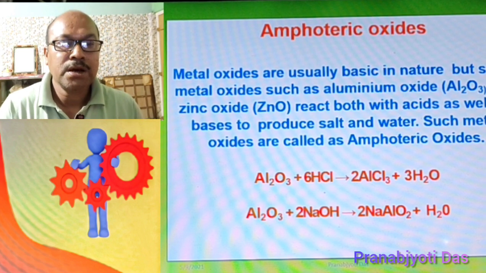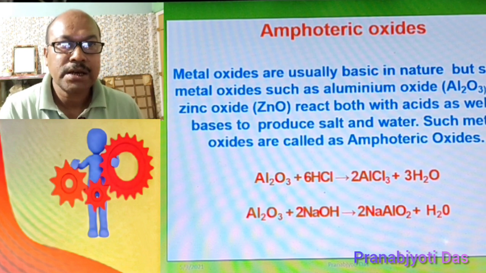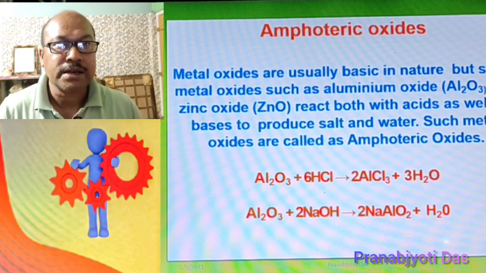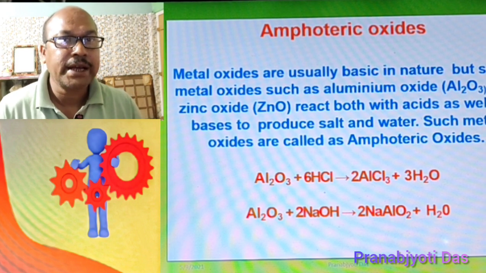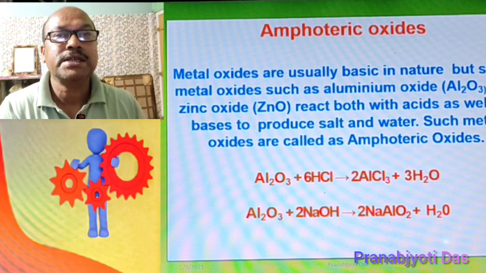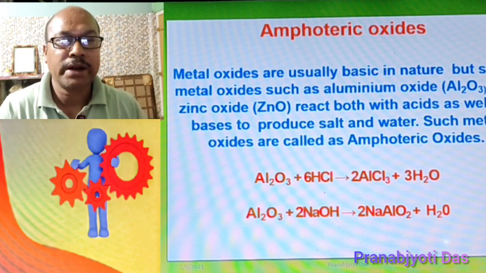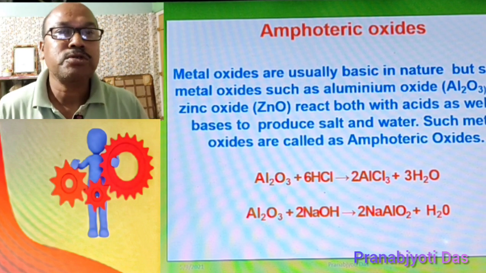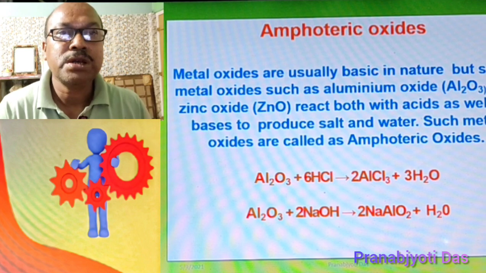Such metal oxides which behave similarly in presence of acid and in presence of bases are called amphoteric oxides. So amphoteric oxides have a dual nature. They exhibit both acidic and basic properties. That is why aluminium oxide and zinc oxide are called amphoteric oxides. You can see the example, aluminium oxide, Al2O3, given in red ink. It is reacting with hydrochloric acid, 6HCl, and then it is producing aluminium chloride, which is a salt, plus 3 molecules of water. So in this reaction, we have seen aluminium oxide is reacting with acid, producing salt and water.